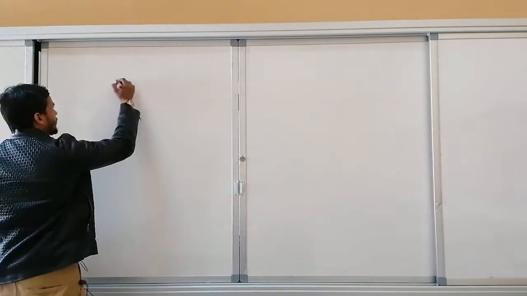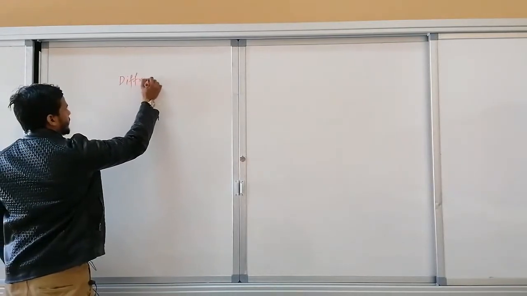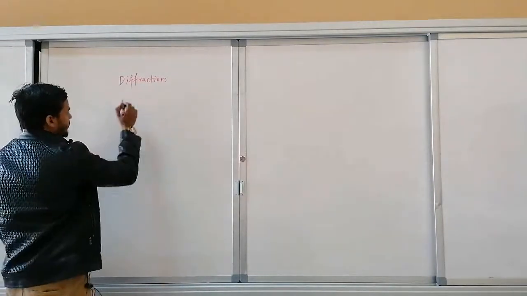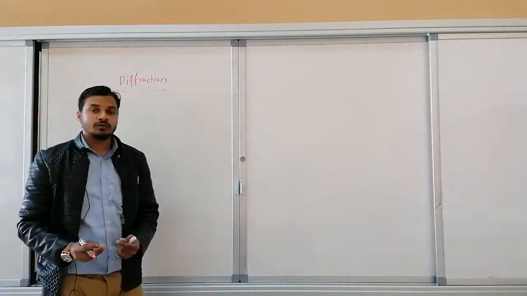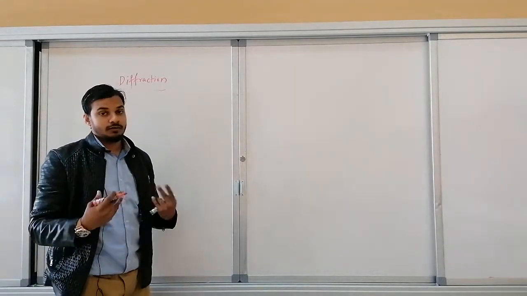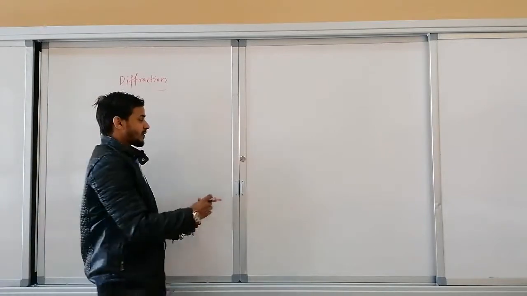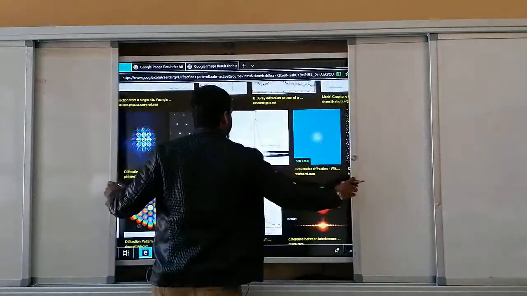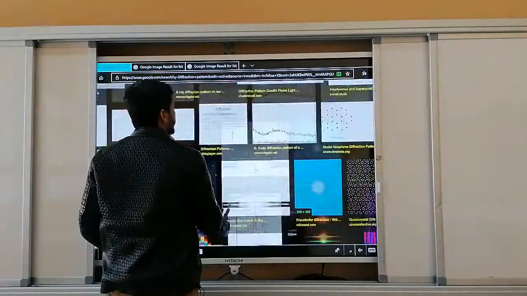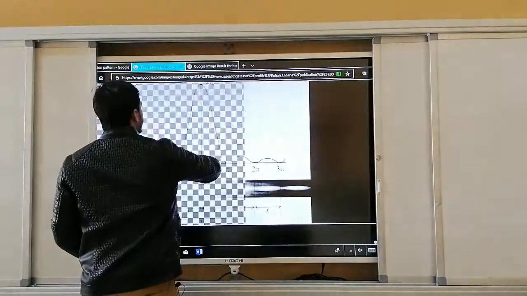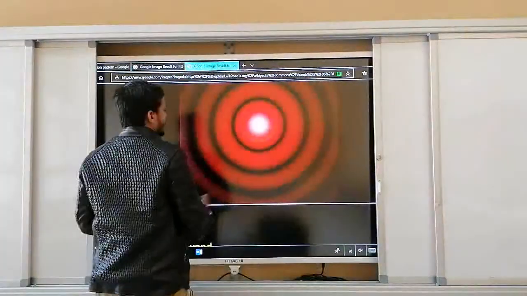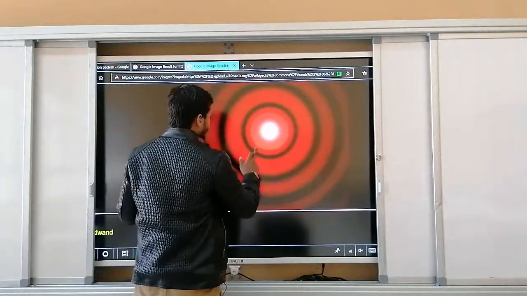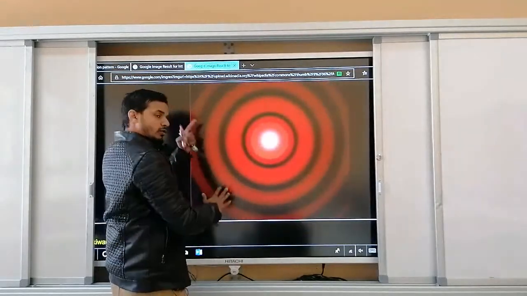So we have seen what diffraction is in our last lectures. Now I want you to imagine the diffraction pattern. Actually, how is the diffraction pattern? I would like to show you directly. See, this is the diffraction pattern. If you search on Google, you will see images like this. If you zoom in, you will see the diffraction pattern on the screen like this.